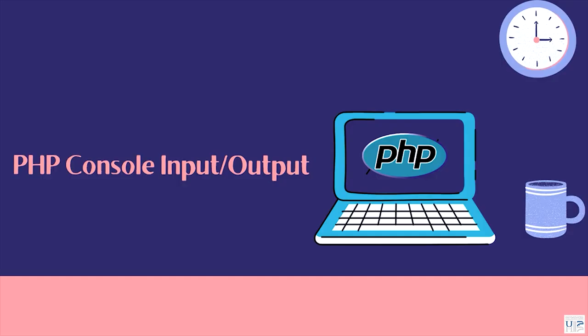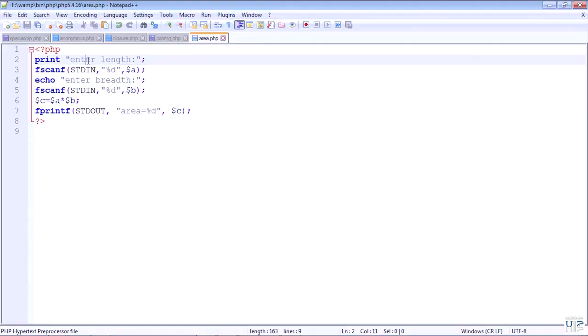In this video, we shall see how the input output operations are executed in the console mode for a PHP program. So console IO. Here we perform simple console input output operations using the fscanf and fprintf functions. This program can be run from the command prompt by giving the php.exe path.